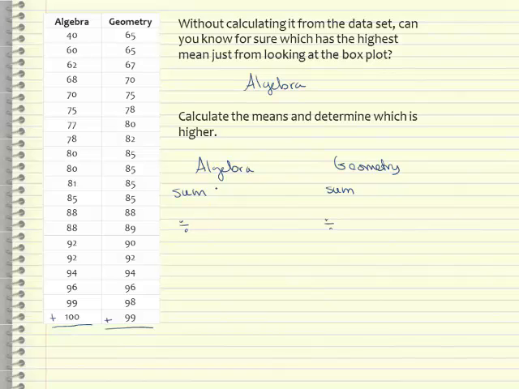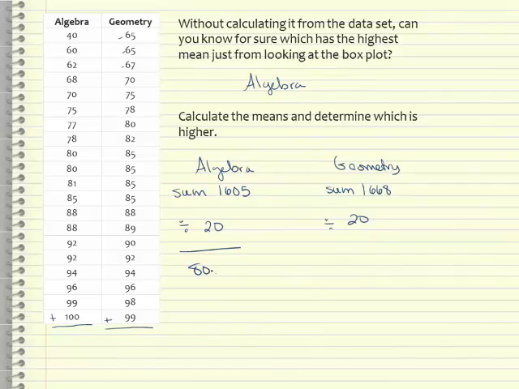My algebra sum is 1605. Now for geometry, my sum is 1668. Now we need to count how many numbers we added. There's 1, 2, 3, 4, 5, 6, 7, 8, 9, 10, 11, 12, 13, 14, 15, 16, 17, 18, 19, 20 numbers. So I divide each of these by 20.